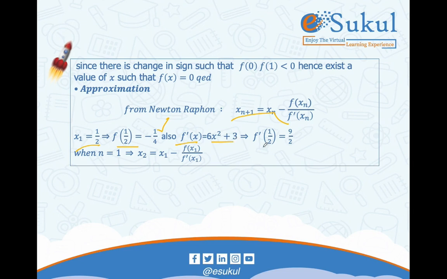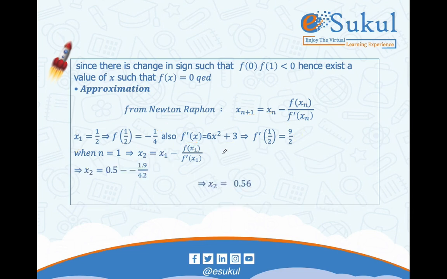So when n equals 1, we can get the second iteration to 2 dp, so we can have x2. Replacing in our formula, we have x2 equals 0.5 minus the quotient of 1 over 4 and 9 over 2. So therefore, our second approximation becomes 0.56.